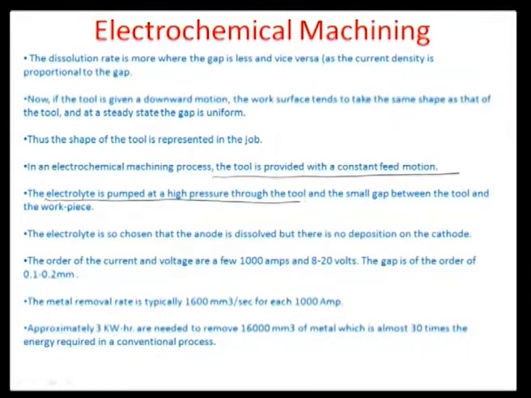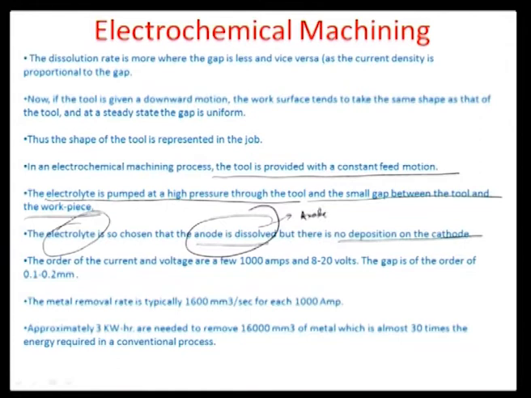So the electrolyte has to be circulated, so it is pumped at a high pressure through the tool and the small gap between the tool and the workpiece, and the electrolyte is chosen such that the anode is dissolved, but there is no deposition on the cathode, meaning that whatever properties the electrolyte has would let the anode ion out, but also precipitate the ions released. So a fundamental choice in any ECM system is to first identify what electrolyte would do that with what paired electrode, which would be the tool in turn.